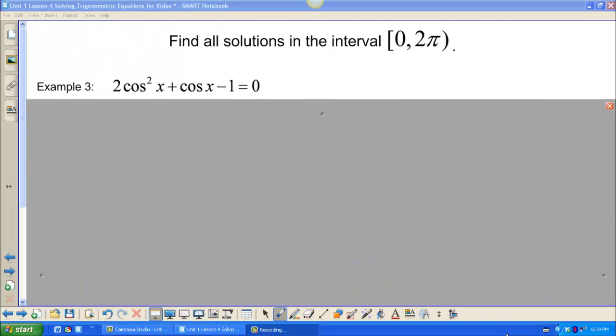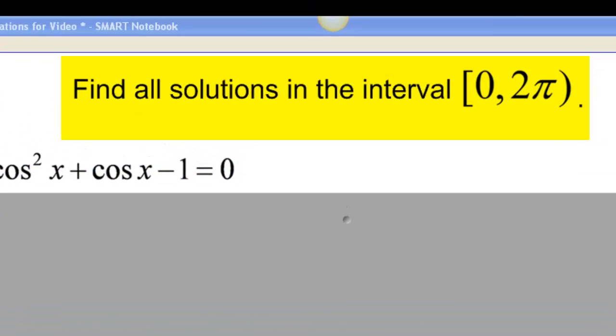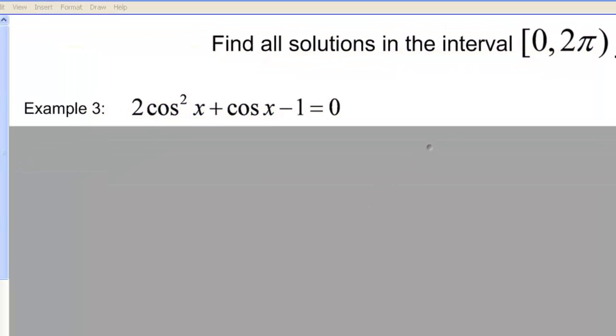Welcome to example 3. I wanted to show you this problem or this equation because we're going to use some quadratic type strategies to find the solutions. I have changed up the directions for you a little bit. Instead of finding every solution or the general case, I'm asking you to find all the solutions in the interval from 0 to 2 pi, which means I just want all of the solutions within one revolution of the unit circle. So these questions, for example 3 and for example 4 and 5, are going to have these directions. We aren't going to need to worry about adding a 2 pi n or adding an n pi to our answers. Our answers will be pretty concrete angles within one revolution of the unit circle.